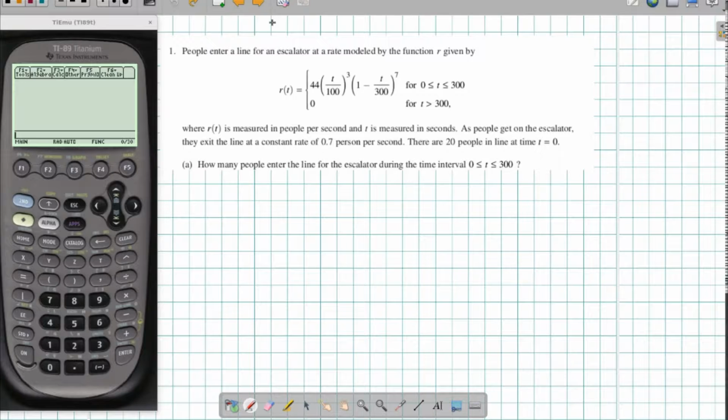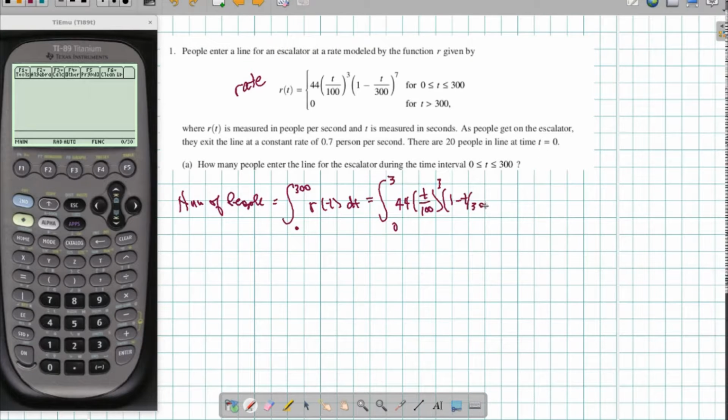There are 20 people in line at t equals 0, and part A asks how many people enter the line for the escalator during the time interval 0 less than t less than 300. Keep in mind that this is a rate, which means if I want to know the number of people, I'm going to have to take the integral from 0 to 300 of r of t dt. So I'm going to take the integral from 0 to 300 of 44 times (t over 100) cubed times (1 minus t over 300) to the seventh dt.